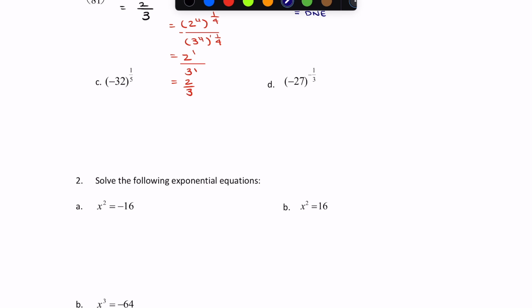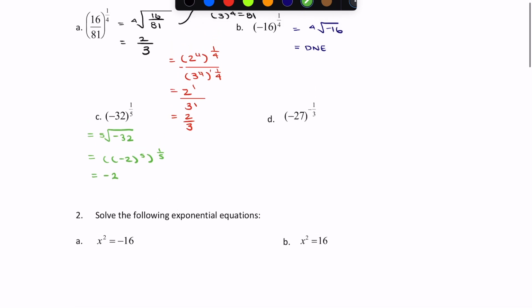Here if we have negative 32 to the power of 1 over 5, we rewrite this as the fifth root of negative 32. This is what is different from the value of negative 16. We can rewrite this as negative 2 to the power of 5, to the power of 1 over 5, and that gives us a value of negative 2. So in this situation, it does exist.